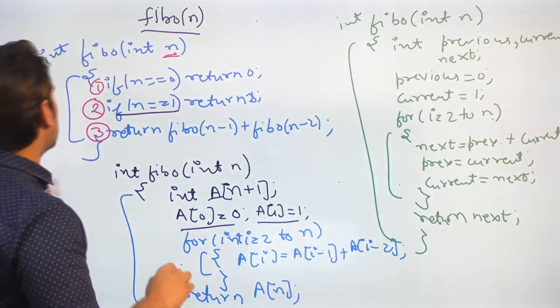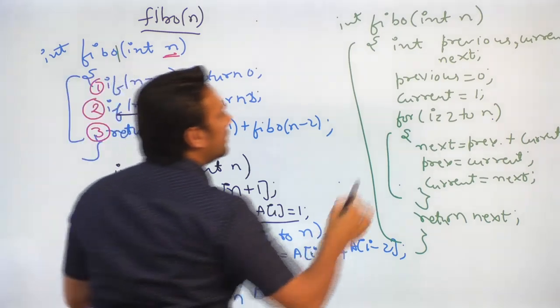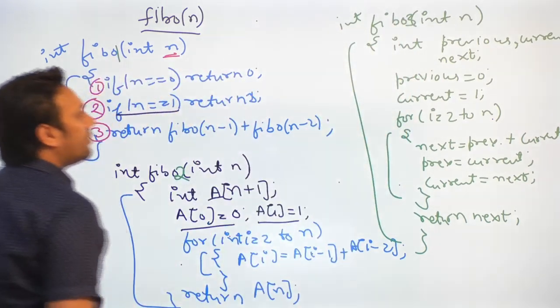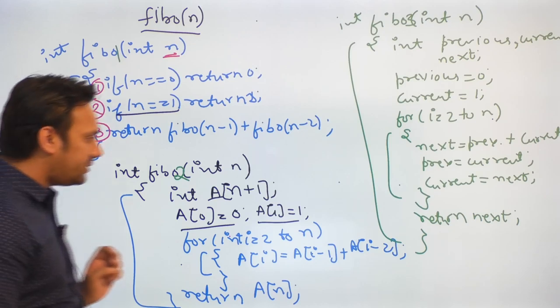So let us suppose this is your program number 1, Fibonacci of 1. This is your program number 2, Fibonacci of 2. And this is your program number 3, which is Fibonacci of 3. Now tell me in the chat window, which of these programs is better?